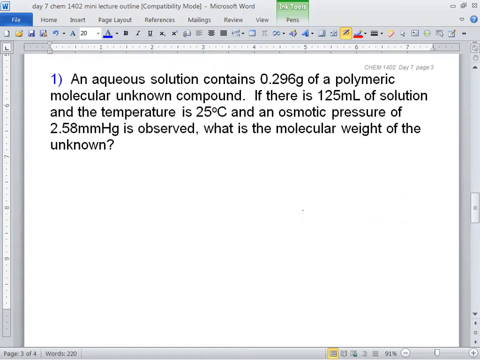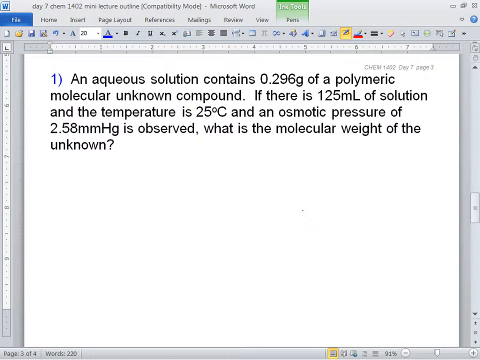Alrighty then. Here's our first question. An aqueous solution contains 0.296 grams of a polymeric molecular unknown compound. If there's 125 mL of solution, temperature is 25 degrees Celsius, osmotic pressure of 2.58 millimeters of mercury, what's the molecular weight of the unknown?